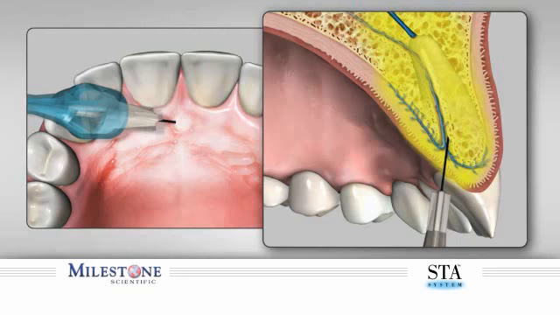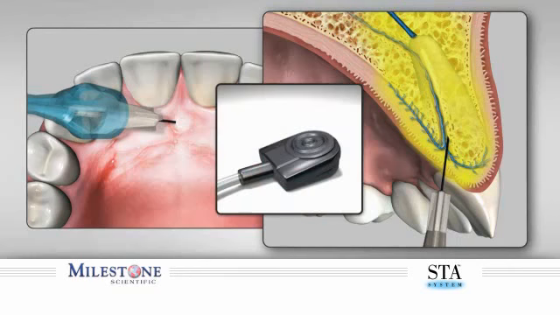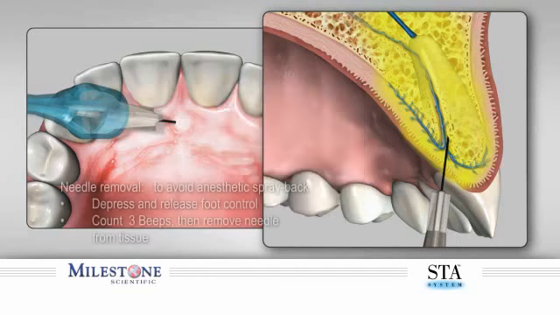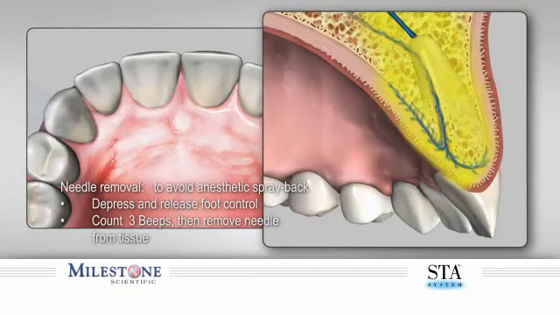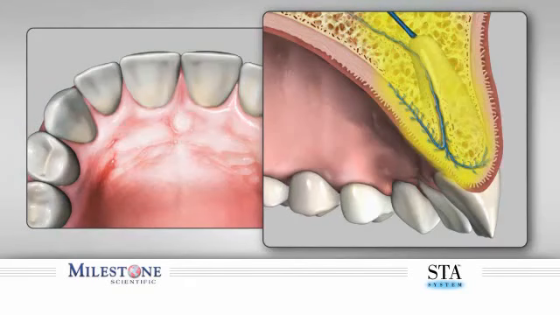Once a suggested volume of anesthetic solution is dispensed, the needle will be removed. To avoid anesthetic sprayback during needle removal, use the following needle removal technique. While the needle is still embedded in patient tissues, depress and release the foot control pedal. Count 3 beeps after releasing the foot control, and then totally remove the needle from within the patient's mouth. Direct the needle away from the patient, as a small amount of anesthetic solution may still be present.